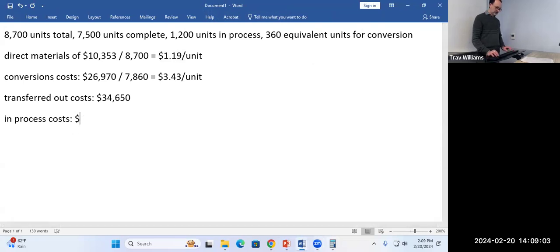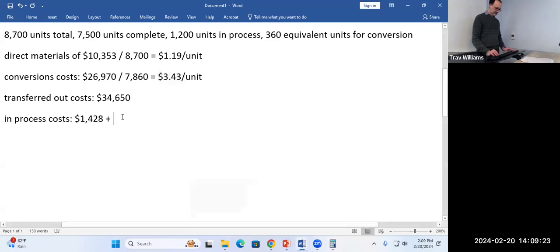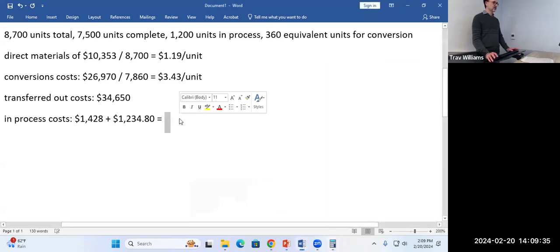$1,428. But we also have to take 360 units for conversion times $3.43 conversion cost per unit. $1,234.80. And we can add those together. We get a total of $2,662.80.